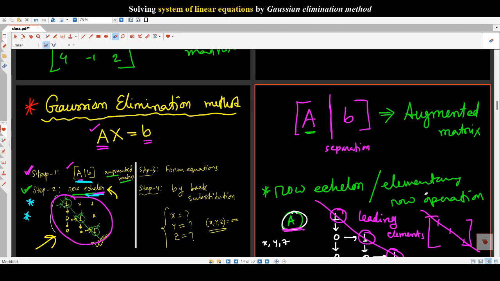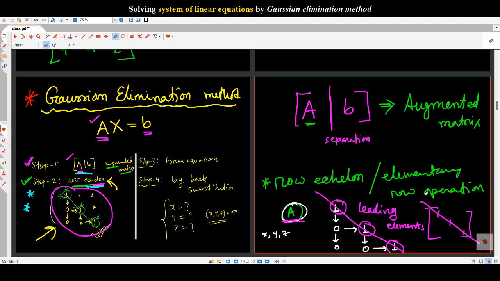So today we have tried to understand the steps of Gaussian elimination method. There are 4 steps. Step 1, step 2, step 3, step 4. Step 1 is to make augmented matrix. Step 2 is to use row echelon technique. Step 3 is to form equations. Step 4 is to use back substitution technique.